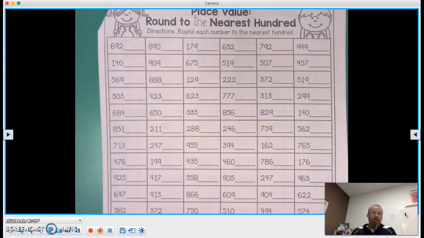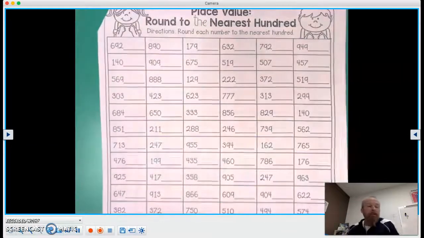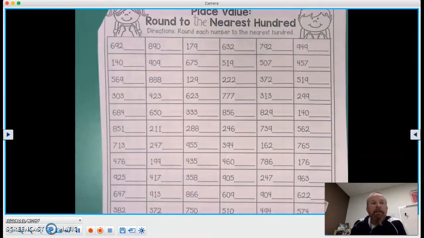All right, boys and girls, we are going to work on rounding to the nearest hundred, okay? So when we go over this, it's asking us for rounding each number to the nearest hundred. Now, when we round to the nearest hundred, we're going to locate that one, okay? And I like to kind of have little eyeballs there. And it says look next door.